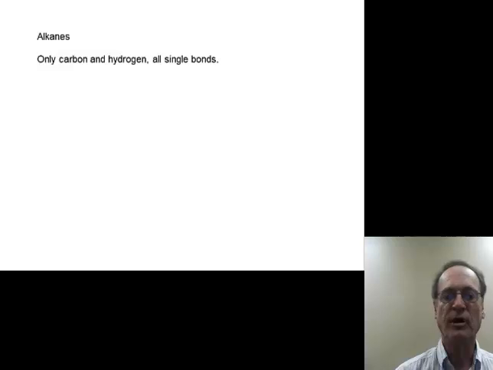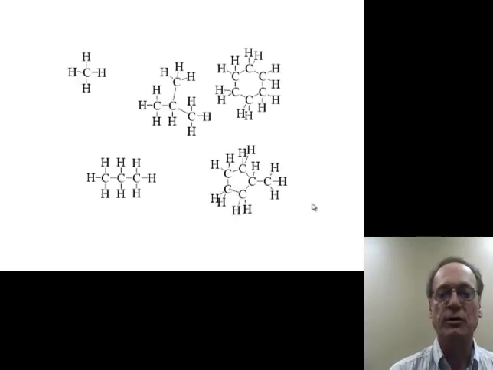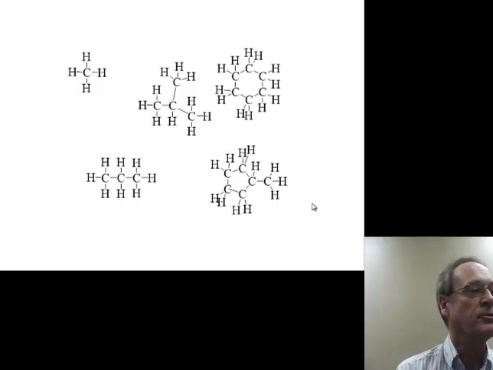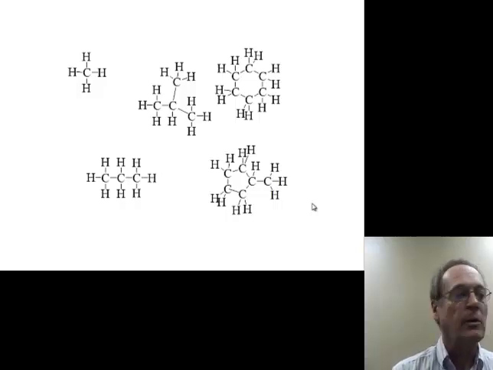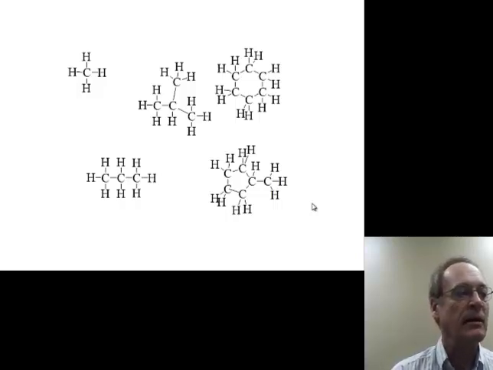Here are some examples of alkanes. You will notice that they all have just carbons and hydrogens. They all have single bonds and no oxygens, anything like that. You'll also notice that a couple of them have rings, that is carbons that form chains that bend around onto themselves and form a cyclic compound. These are called cyclic alkanes or cycloalkanes.